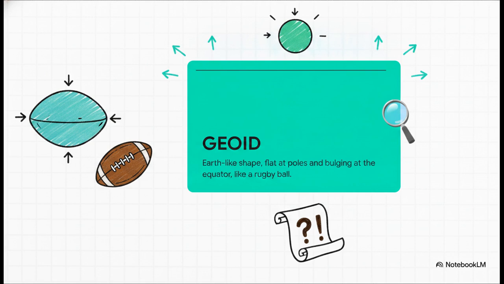This means it's slightly flattened at the top and bottom poles, and it bulges out at the equator, so it looks a lot more like a rugby ball than a basketball. Make a huge mental note of this, because the term geoid literally means Earth-like shape, and it is an absolute favorite trick question for civil service and competitive exams.